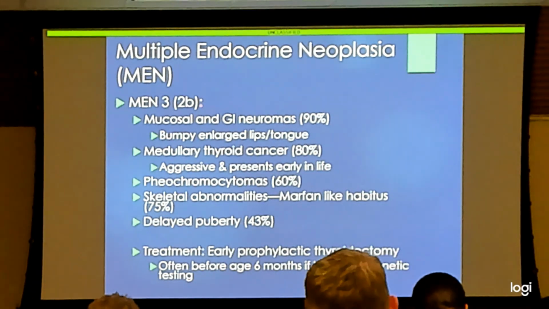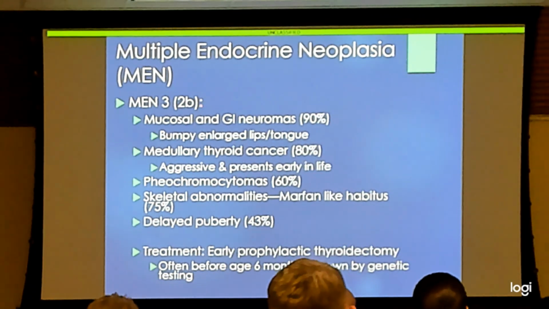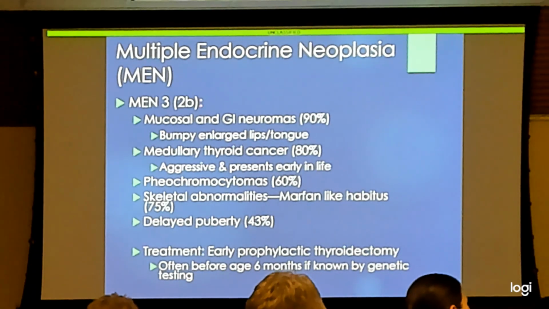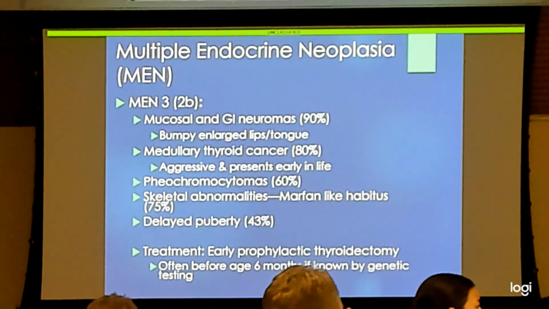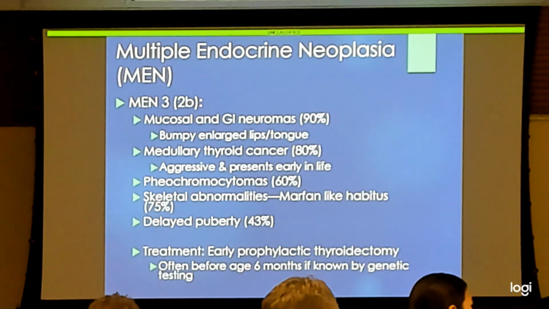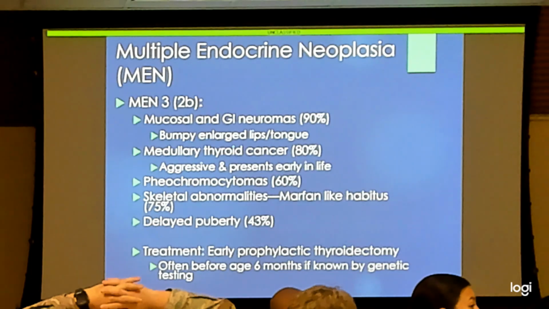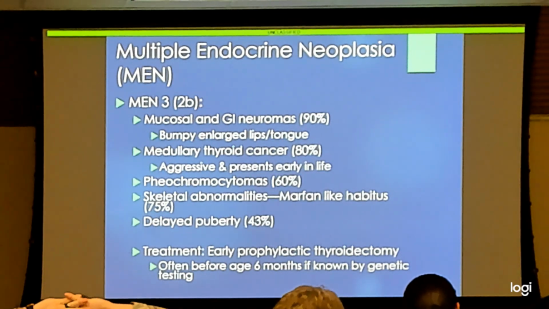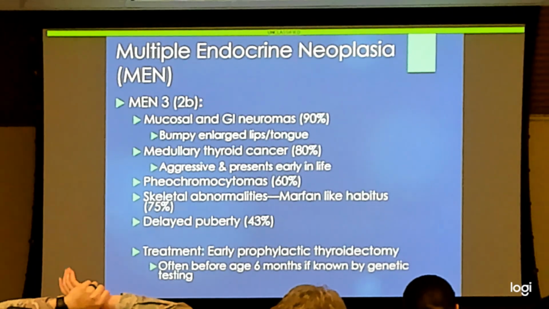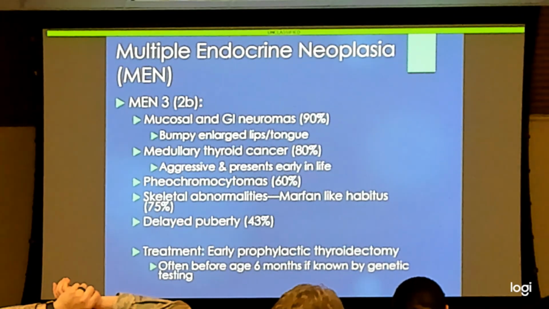So this is how they present. So these are the different features. Mucosal and GI neuromas. Basically, those are bumps along the skin, but also going throughout the GI tract. It looks a lot like neurofibromatosis, if you've ever seen what that looks like. Medullary thyroid cancer, just like MEN 2. Pheochromocytomas, they're often unilateral if you care about that, whereas MEN 2 is bilateral.